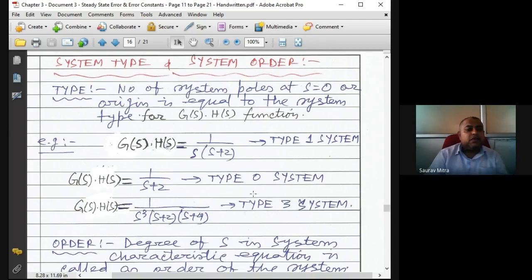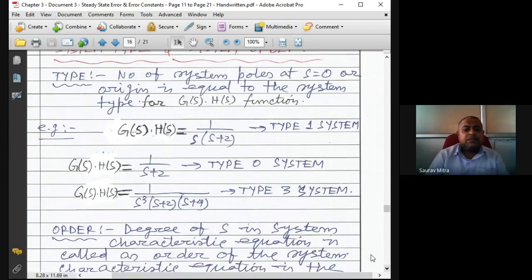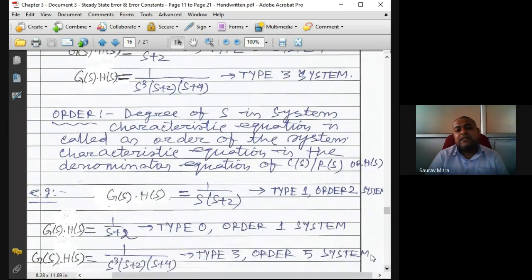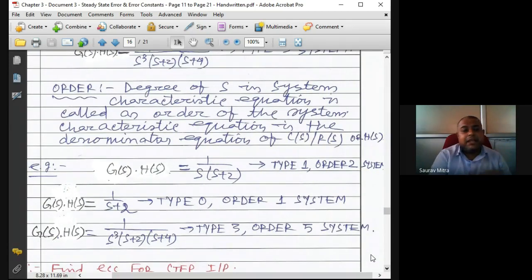So this is how to find type. From this given G(s)H(s) you can find the closed loop transfer function, that is G(s) divided by 1 plus G(s)H(s), and whatever is the degree of the denominator polynomial for a closed loop system, that will be the order of the system. It is given here as the degree of s in the system characteristic equation. Characteristic equation we find only in case of a closed loop system transfer function. So whenever I say characteristic equation, it means a closed loop system transfer function. There, whatever is the highest power of s is the order of the system.